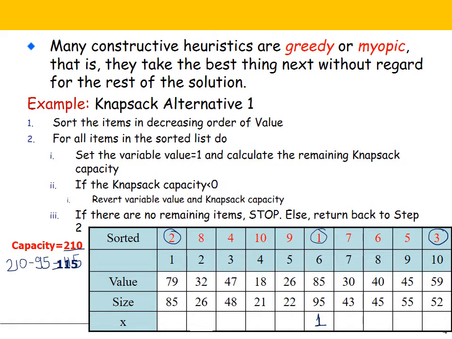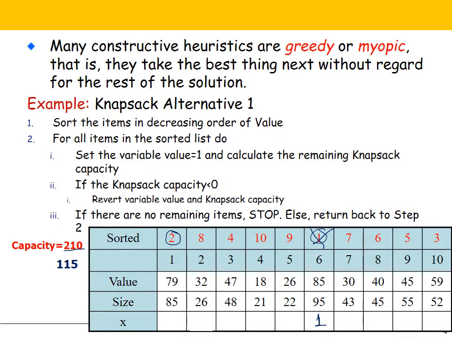Okay, so let me erase this part. Now we have the remaining capacity 115, and we already evaluated this first item, and we can continue. We will return back to step 2 and continue with the next item. And in the order, the next item is item 2.